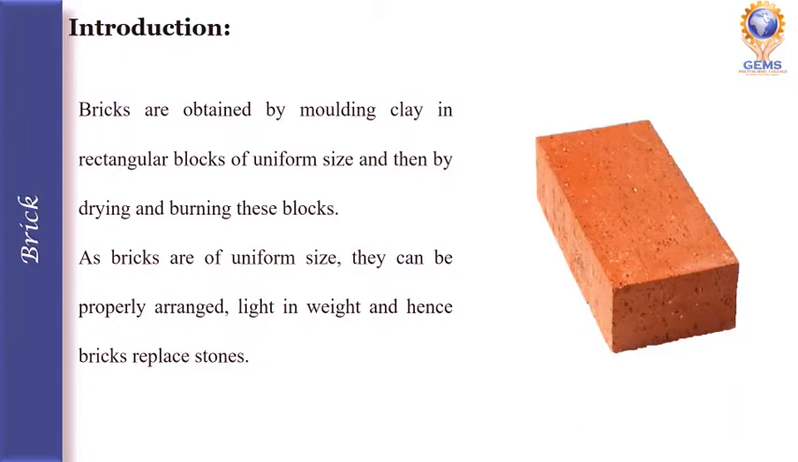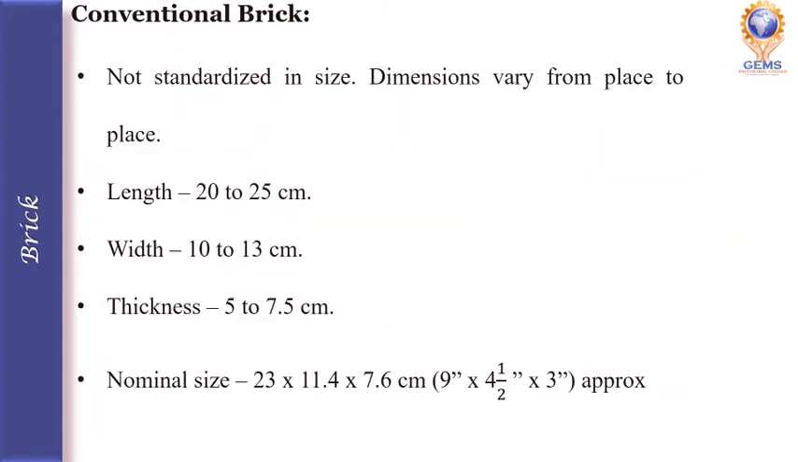So why did bricks replace stone? Bricks are of uniform size, so they can be properly arranged, and they are lighter in weight than stone. That's why in building construction, bricks replaced stone as a building material. There are two types of bricks. One is conventional brick, another one is standard brick.